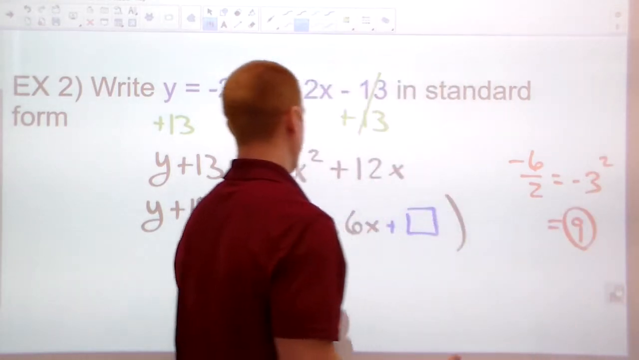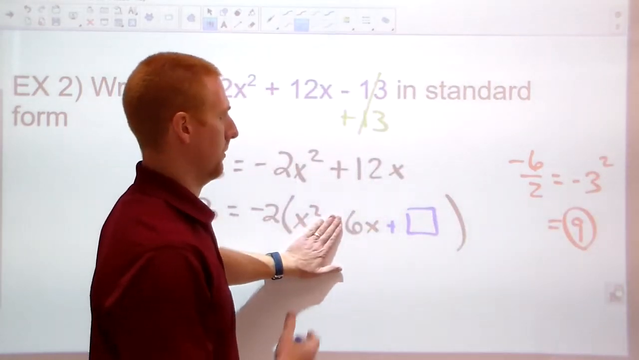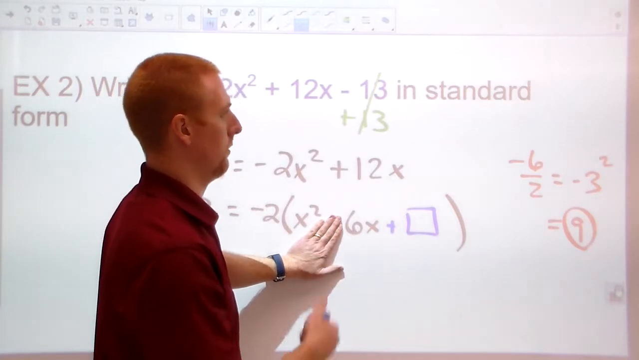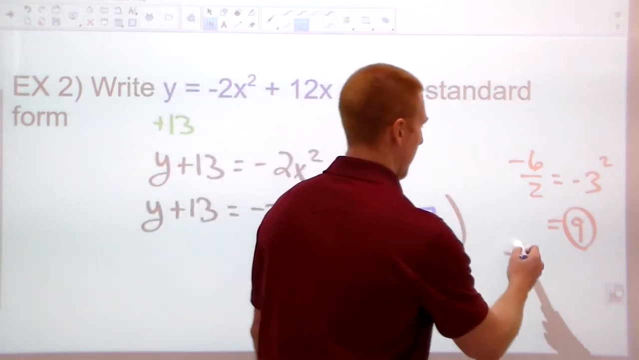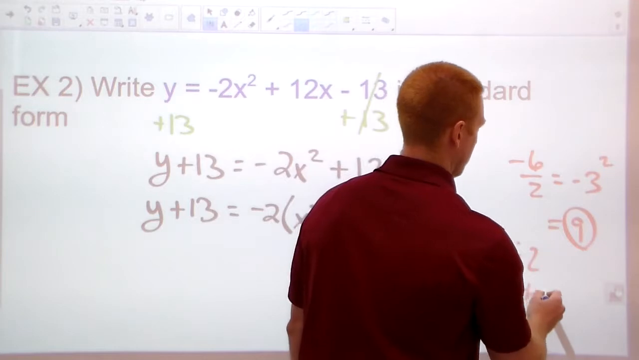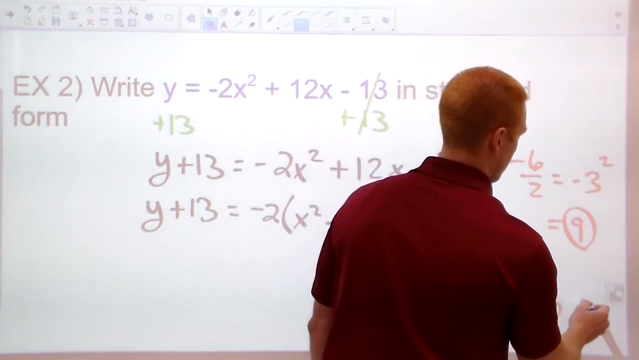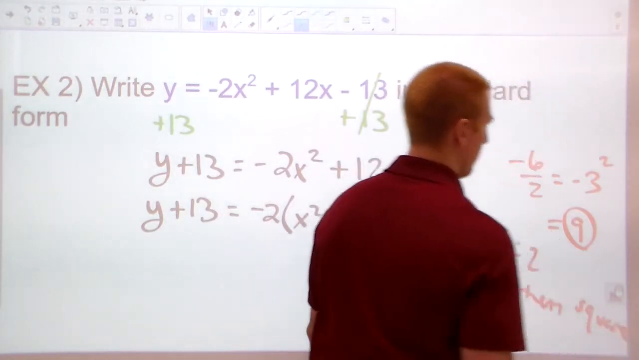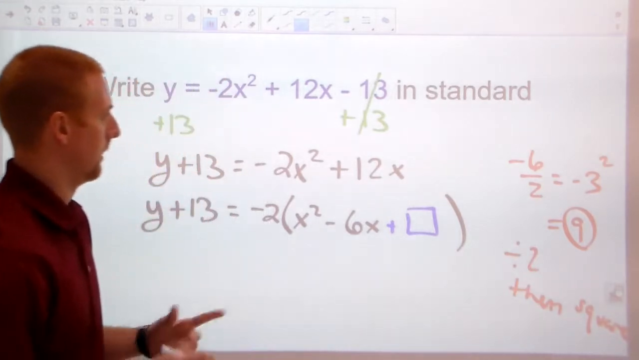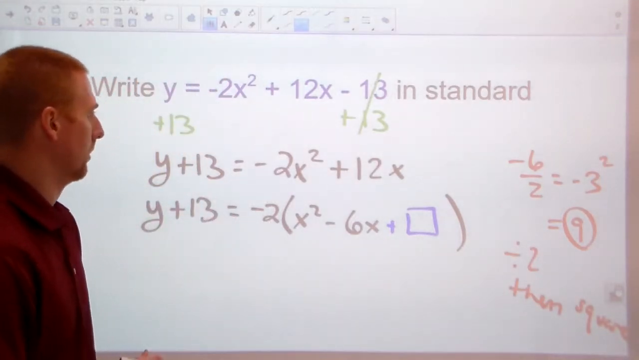So really the sign isn't even that important. If you just take the number, so 6 divided by 2 is 3, and then you square it. So divide by 2, and then square. Again, we're going to explain that process. We're going to prove it after we get done with this example so you see why it works.